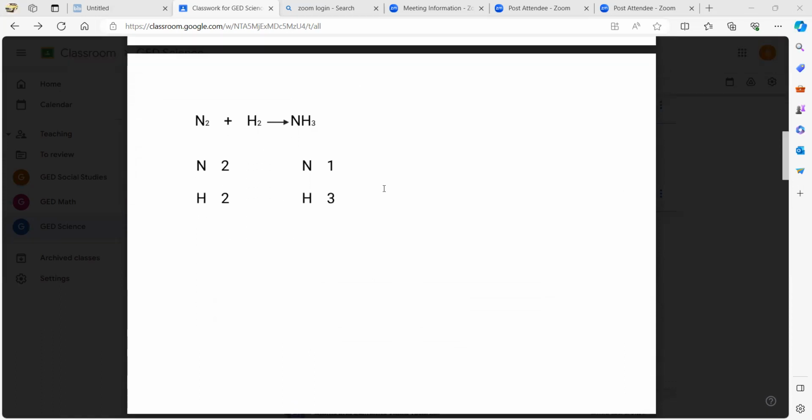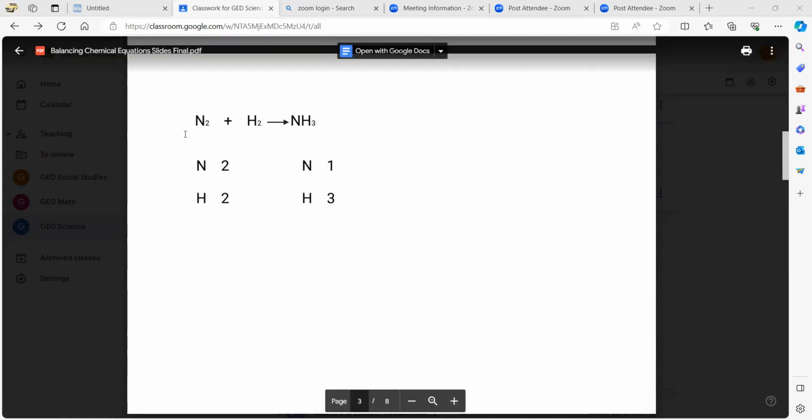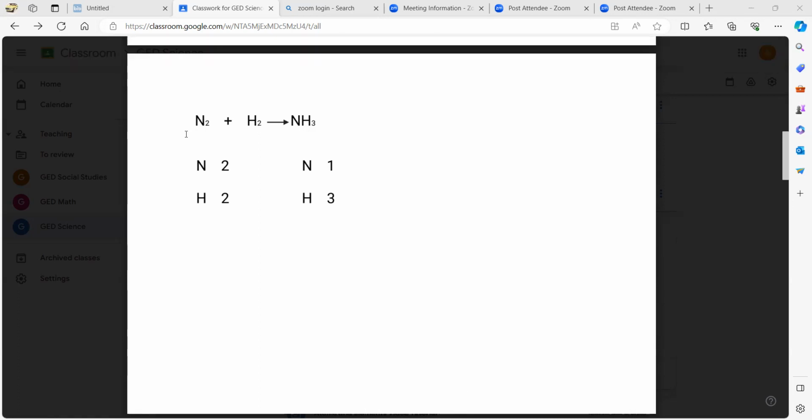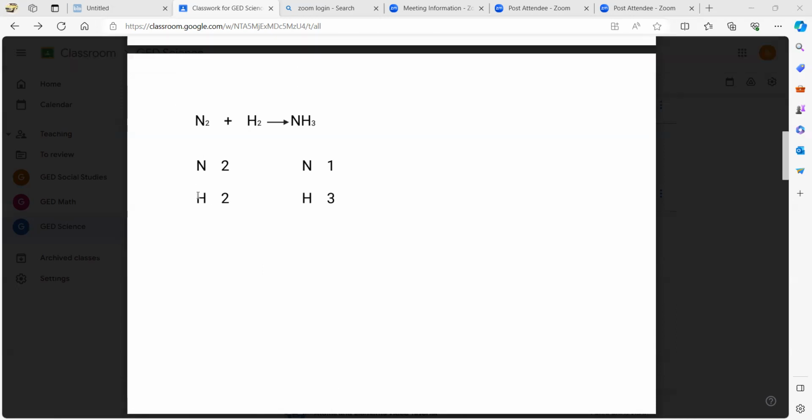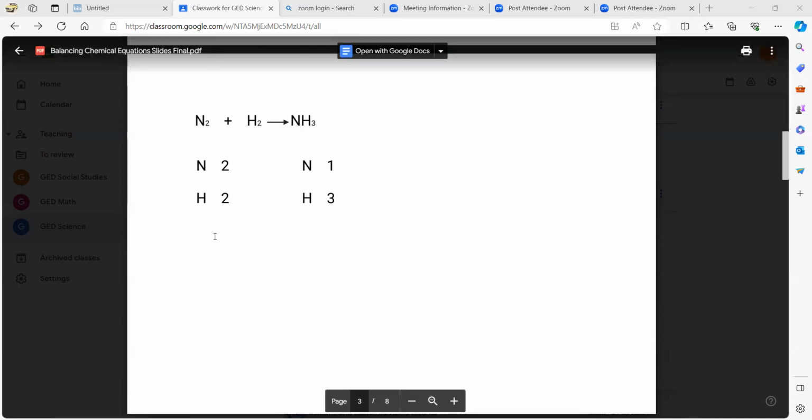All right, so here I have an unbalanced chemical equation. N2 plus H2 produces, the arrow means produces, NH3. All right, so this is how I like to set up my chemical equations when I'm balancing them. I put down each symbol on both sides, and then I figure out how many atoms there are in each one and see if it's balanced or not.